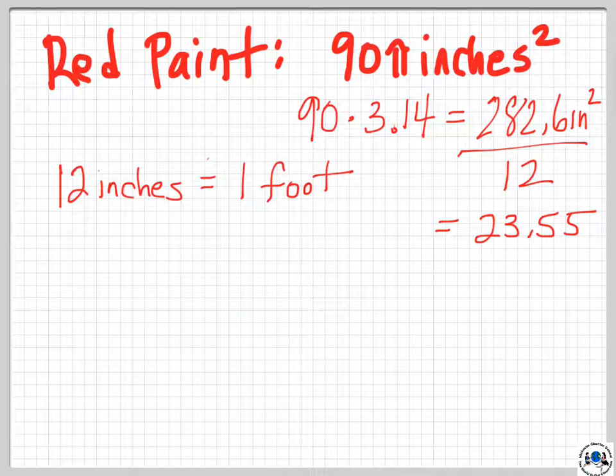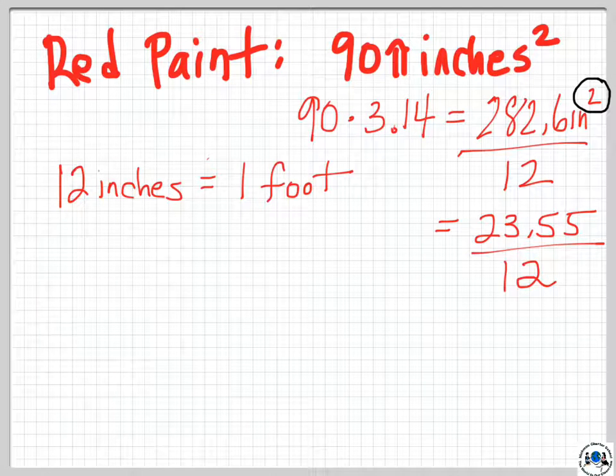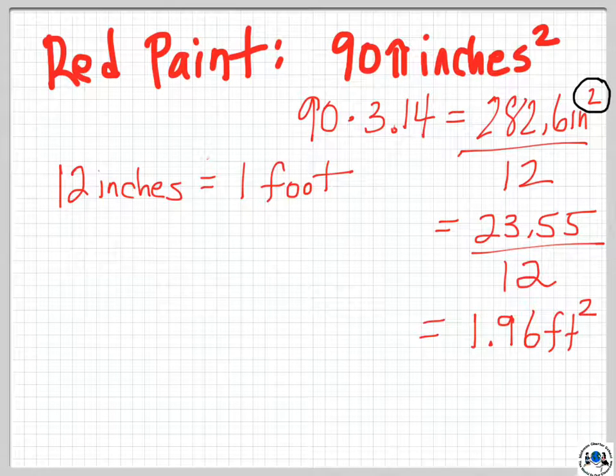Well, the issue with that is that it is way too many square feet, 23.55 square feet for a dartboard target. Besides that, we are talking about squared inches. And squared inches, how do you square something? You multiply it by itself. So in fact, we would need to divide by 12 a second time, and therefore we come up to our answer of 1.96 square feet, which is how much red paint you need for one target.